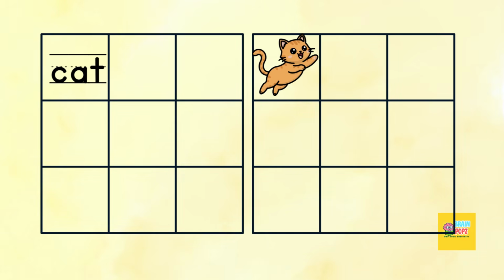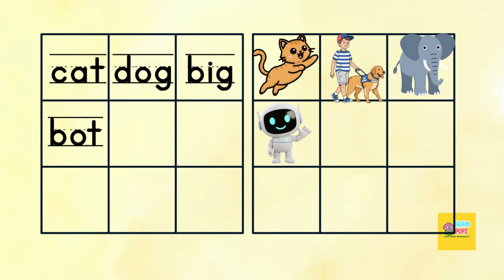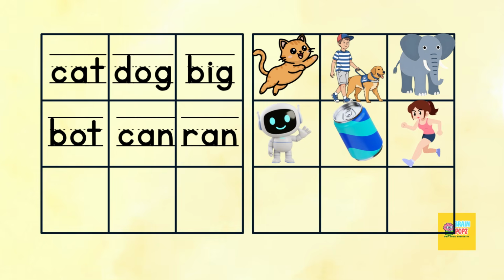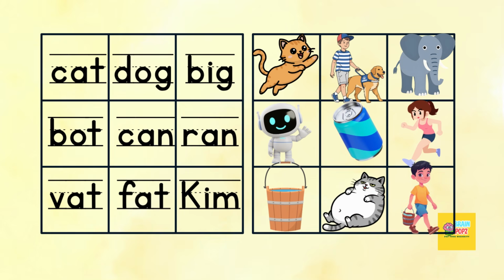Cat, dog, big, bot, can, ran, vat, fat, Kim. Let's read it again. Cat, dog, big, bot, can, ran, vat, fat, Kim.